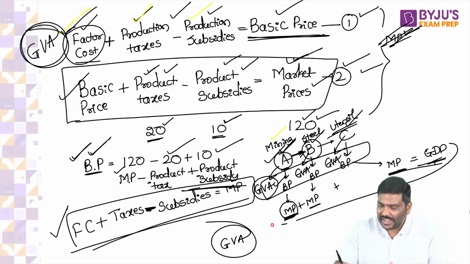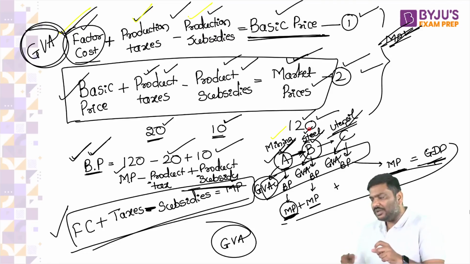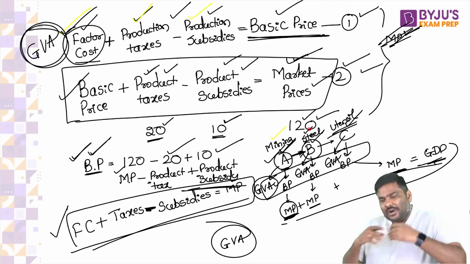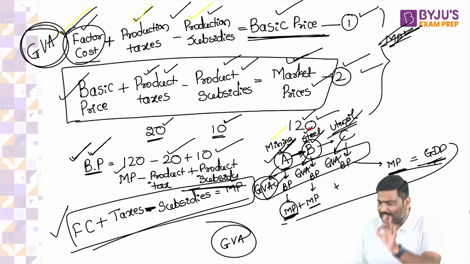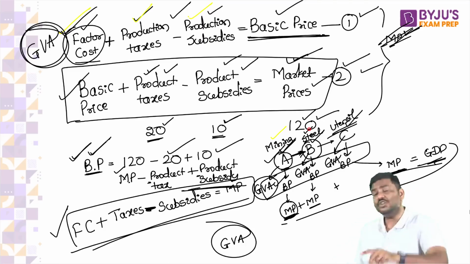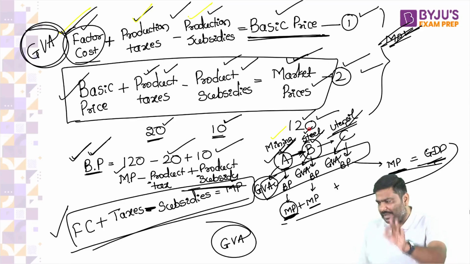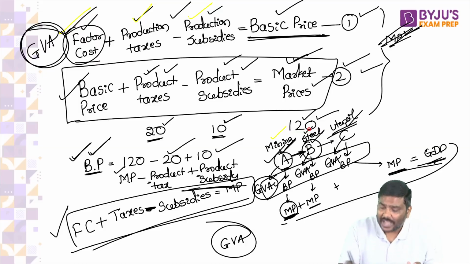If I take the basic price of steel produced by company B and use it to calculate GDP, am I counting the product two times or not? Those who have a doubt right now, answer it. Otherwise, I'll go forward assuming you have understood. Let me know. If I take basic prices of company B and use it to calculate GDP, am I counting iron ore two times or not?